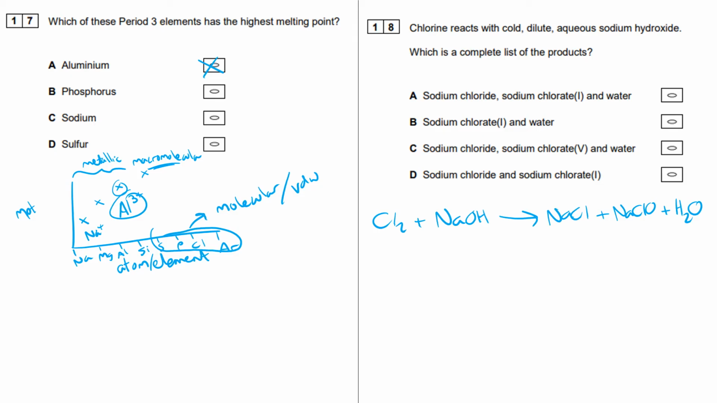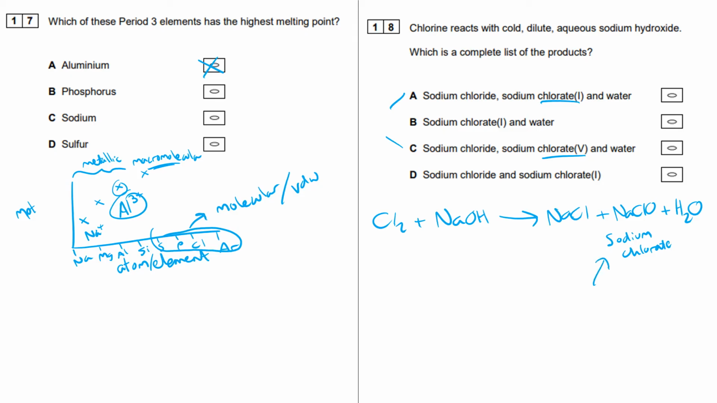NaCl is sodium chloride, NaClO is sodium chlorate. So which one produces sodium chloride, sodium chlorate and water? Well, it could be A or it could be C, because you've got 2 different sodium chlorates. This is just one of the reactions that you have to learn from the specification.